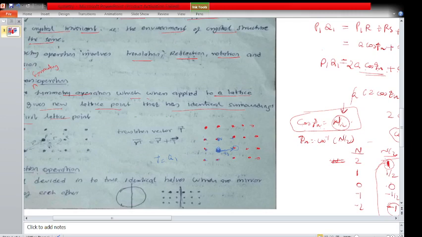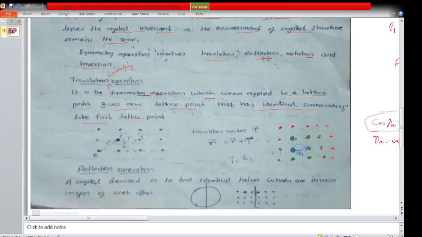For lattice point number one, we are having a point here, point here, point here, point here, point here, point here, point here. Lattice points. So surroundings is like this for the first lattice point. After that, I am translating such that this lattice point moved to this lattice point. Now if you consider the surroundings of that lattice point after translation, it will be similar to the environment of the first lattice point. So before translation and after translation, the environment of the crystal is the same, then we call such translation a translation symmetry operation.